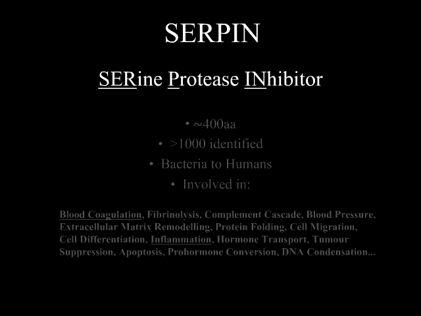So that's thrombin introduced, and now what are serpins? Well, serpins are serine protease inhibitors, but that's just really an acronym for the family. They have a core domain that's about 400 amino acids in length, and there are well over 1,000 identified now. There are 36 serpins in the human genome, and they're found in all types of organisms from bacteria all the way up to us humans.